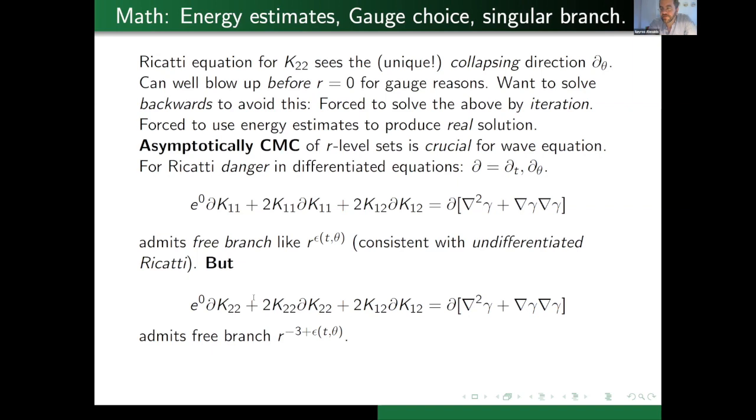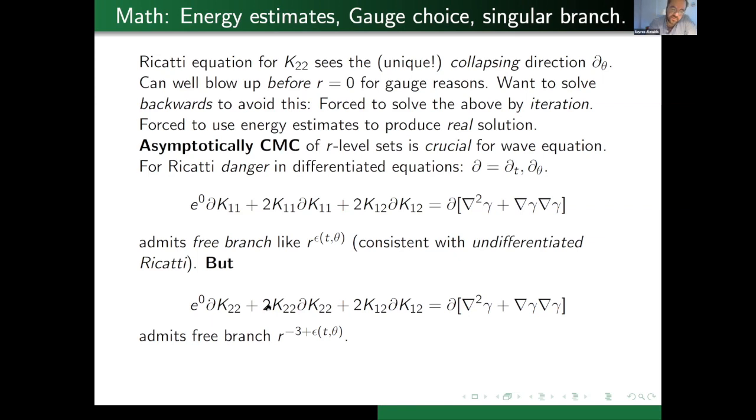So is it conceivable that the derivative of the function is hugely oscillatory, but the function itself, the undifferentiated function, is much less oscillatory? If that were true, if that really happened, I do not know of any way you would be able to prove it. So the only hope is that somehow, while the differentiated equation admits this free branch, somehow it's not really there.